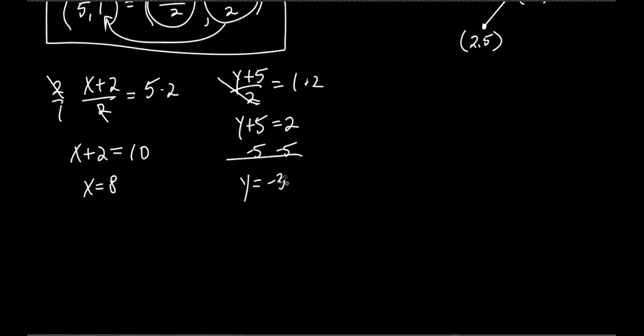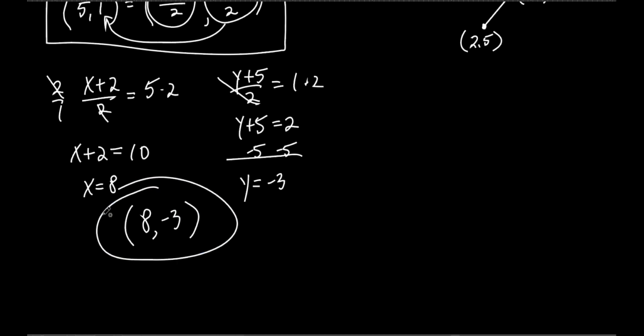Negative 3. Now, how do I write my answer? 8 what? Comma, negative 3, and put it in what? Parentheses. All right, and that's how you would write the other endpoint. So the other endpoint's going to be (8, -3). And that's how you do it.